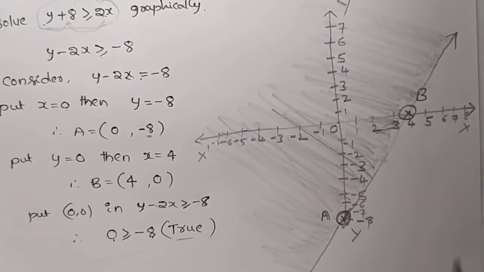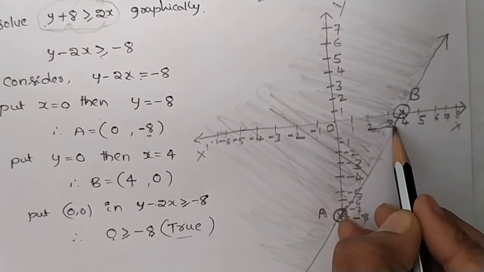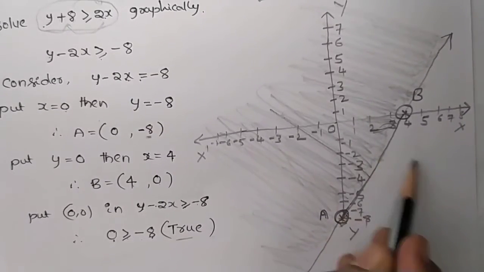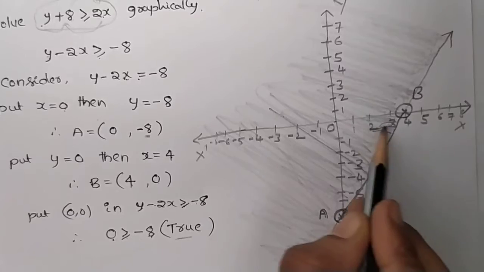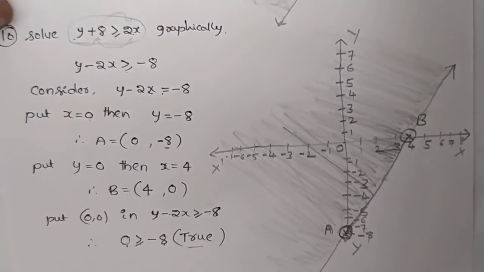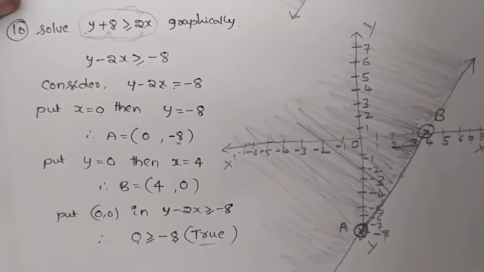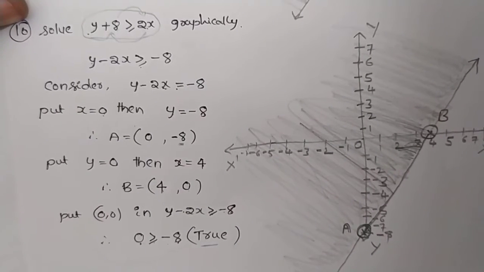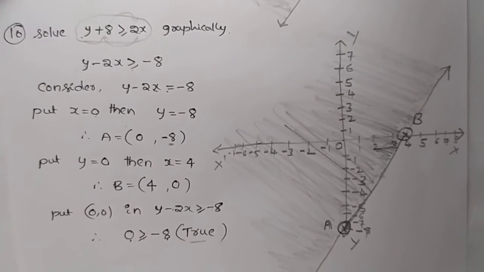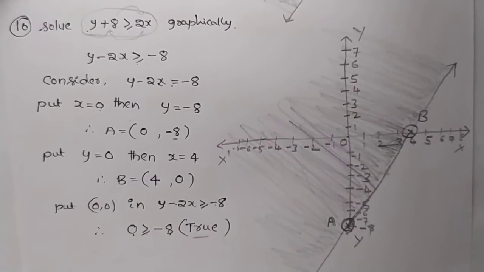Remember, this shading should not cross this line. Hence, it is the graph of the inequality y plus 8 is greater than or equal to 2x. If you want to take a screenshot, you can take it.